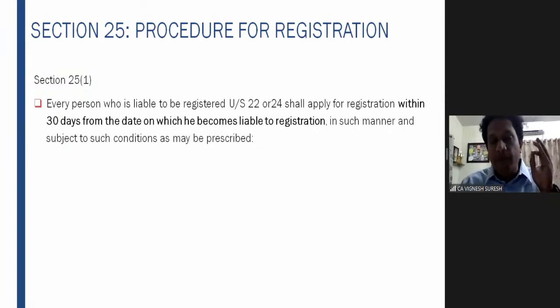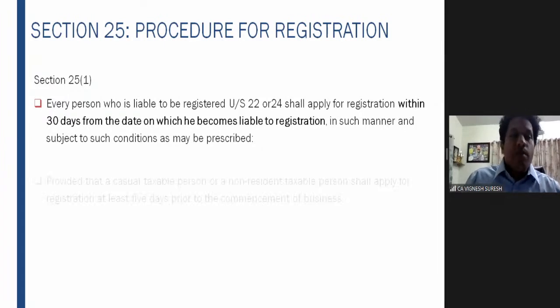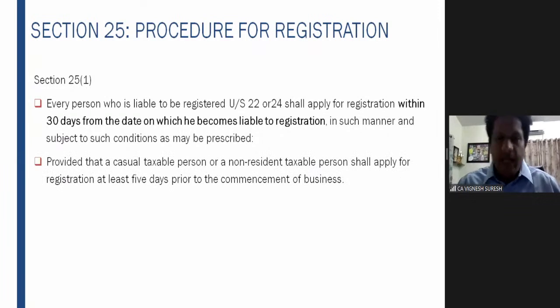So please make a note. Registration process should be done within 30 days from the date on which he becomes liable to be registered, in such manner and such conditions as may be prescribed. Then there is a proviso which is given. Again, it talks regarding the casual taxable person and a non-resident taxable person.